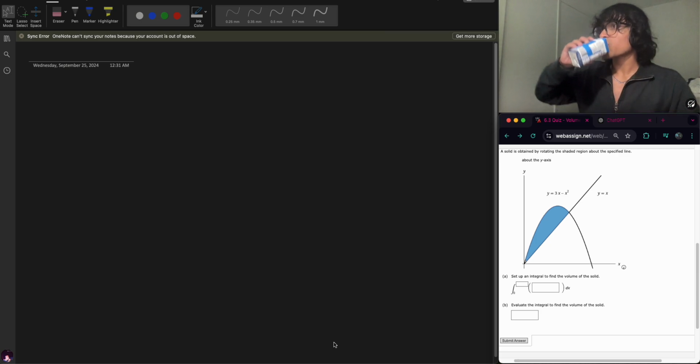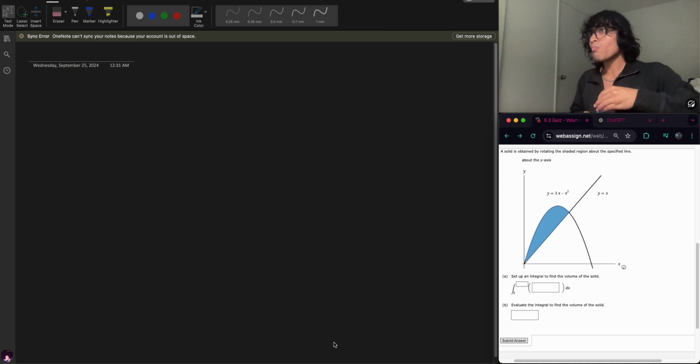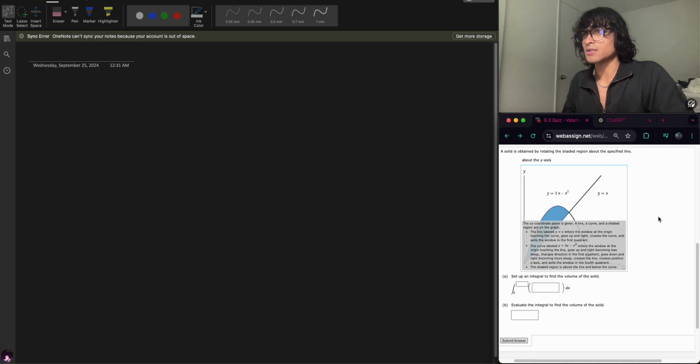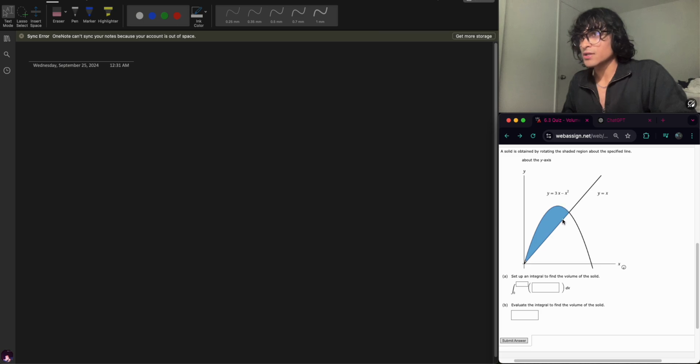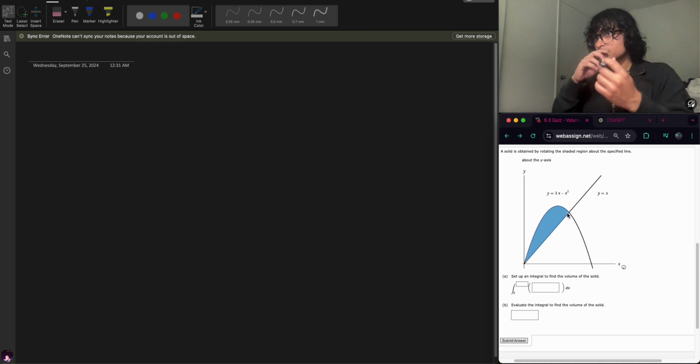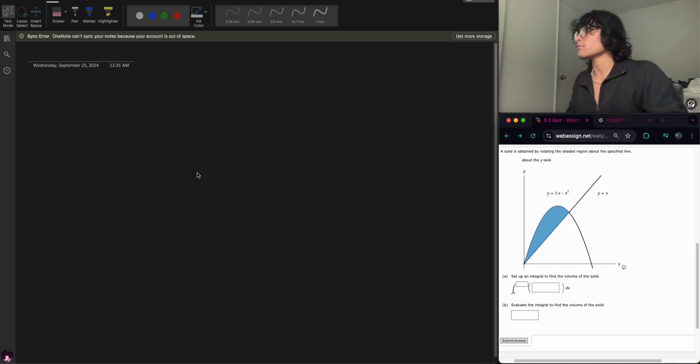So the first problem. We have a solid that is obtained by rotating the shaded region about the specified line. So again, in concept, this shaded area is what we're kind of finding the integral of, but not really. We're going to imagine rotating this in the 2D plane. It will make a 3D shape, and we want to find the volume of that shape. So that's where we have to use our shell method, right?